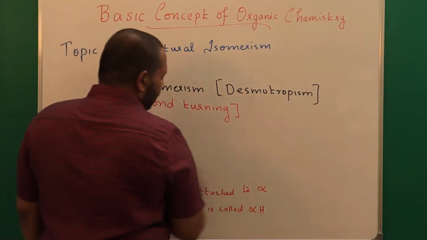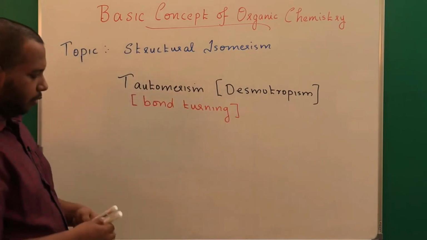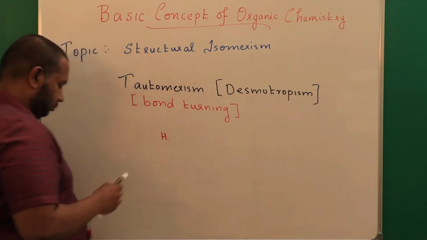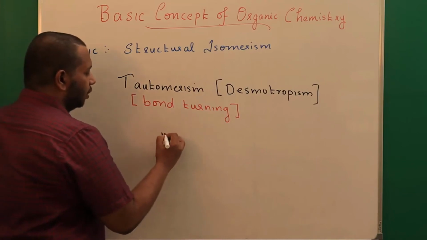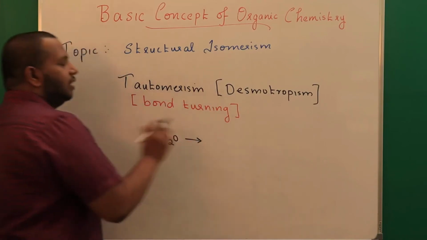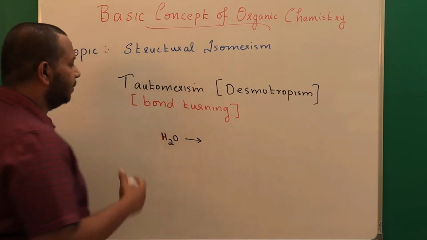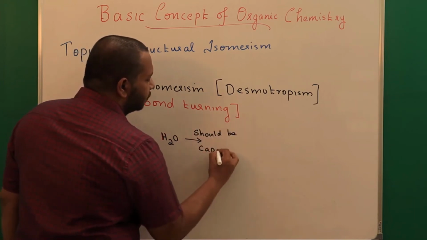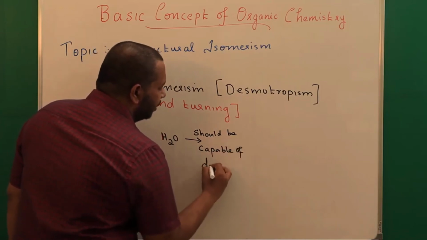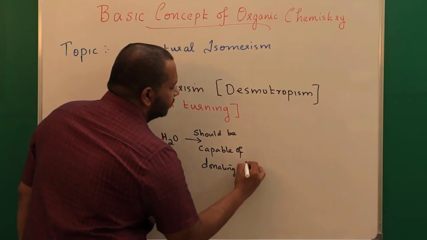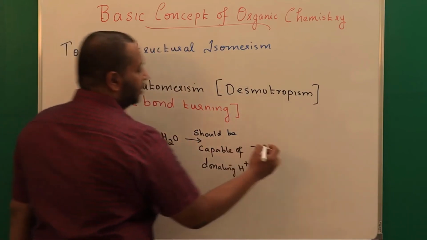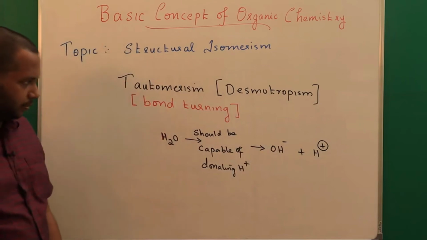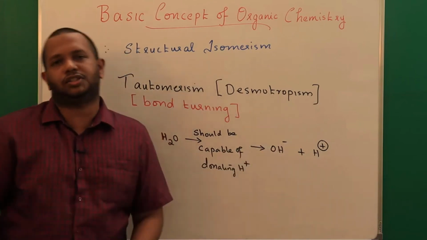Listen here. Let me take water, H2O, as the best example. If I say water is acidic, what does that mean? Water should be capable of donating H plus. This is the fundamental definition. If it donates H plus, it becomes OH minus and H plus. If something is capable of donating H plus, we say it is acidic in nature.